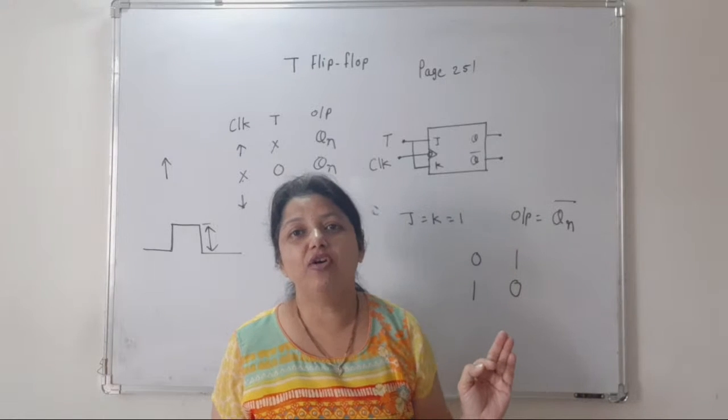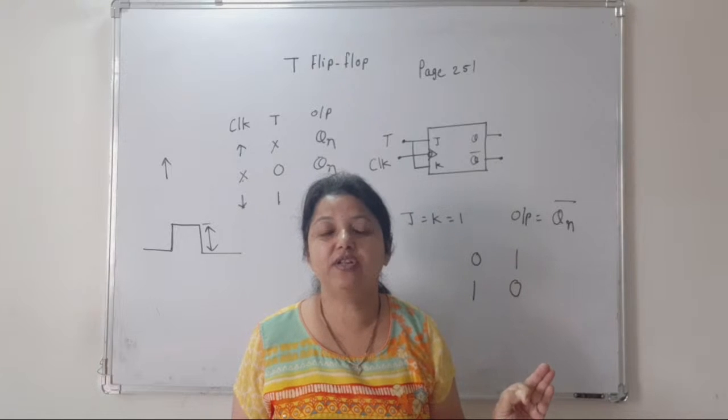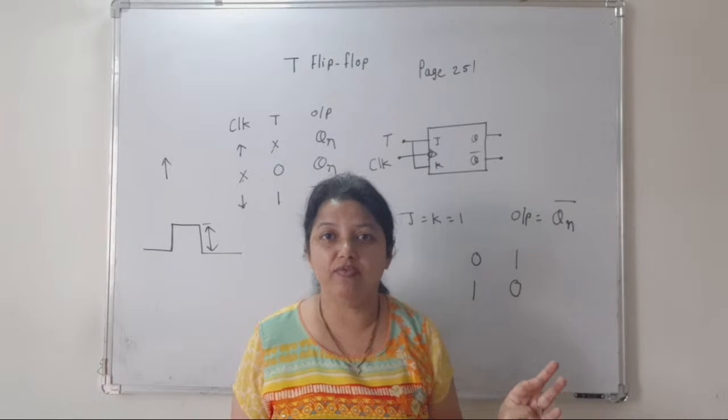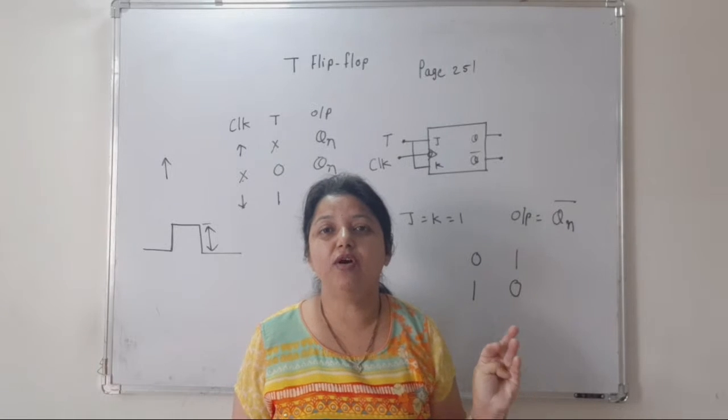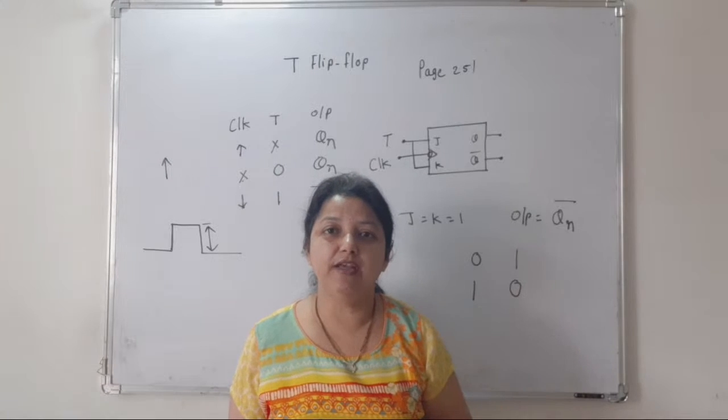After D flip-flop we studied edge triggered D flip-flop. After that we studied JK flip-flop. After JK flip-flop we studied T flip-flop. These are 5 to 6 points only.